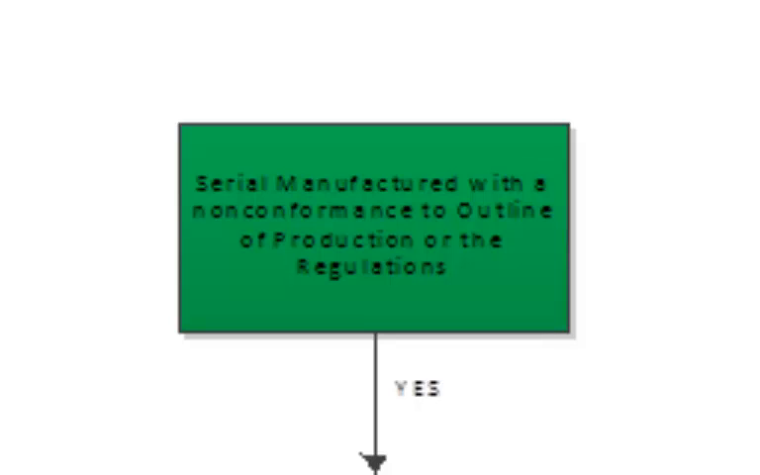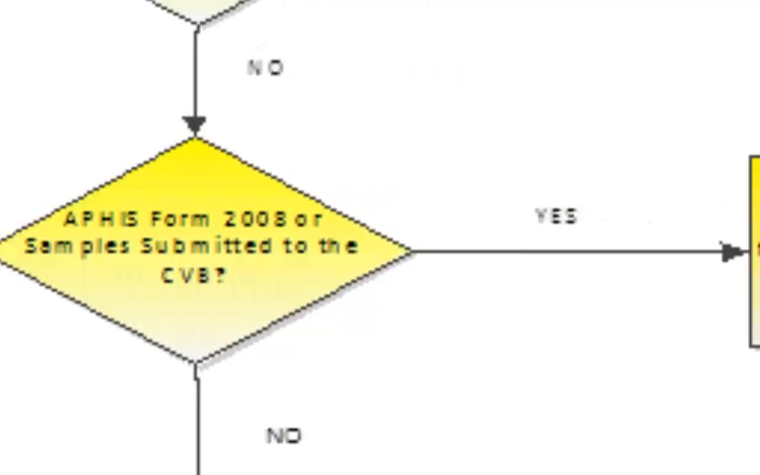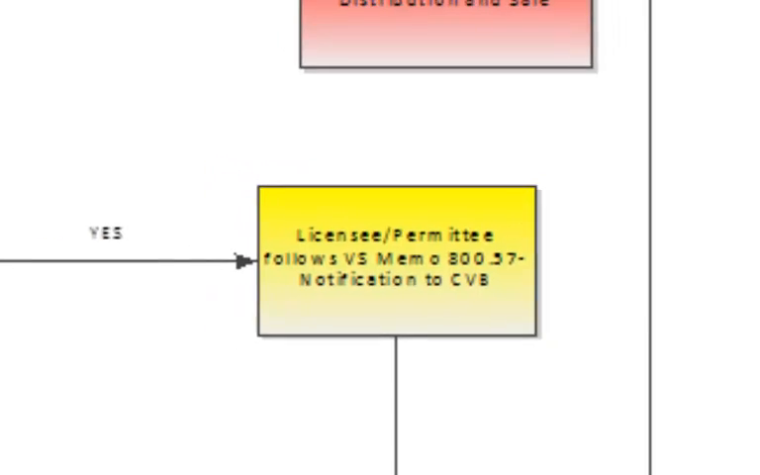Specifically, is the discovery post-marketing release? If submission of the APHIS Form 2008 or samples to the CVB has occurred, the firm must follow Veterinary Services Memorandum 800.57 regarding notification of the event to the CVB.